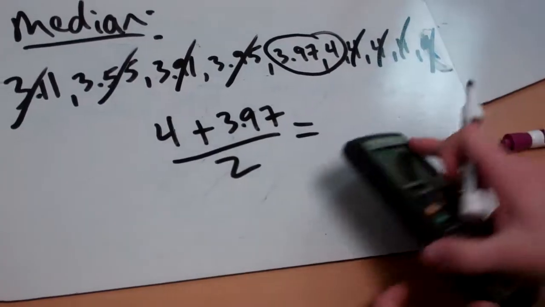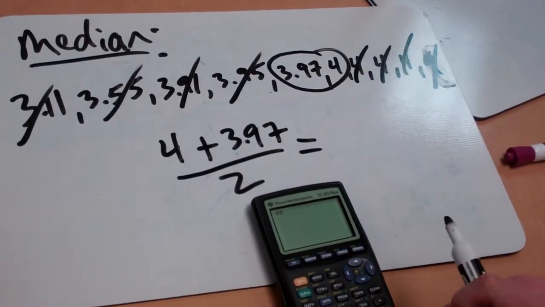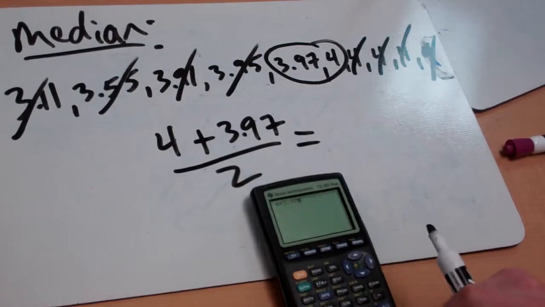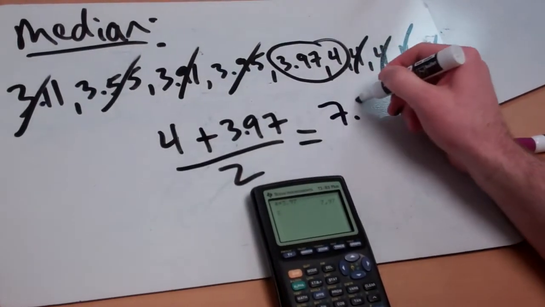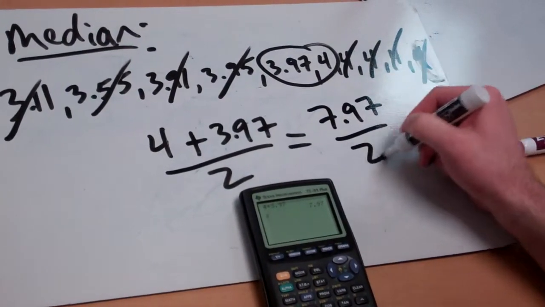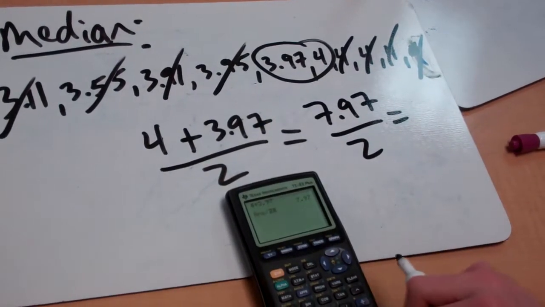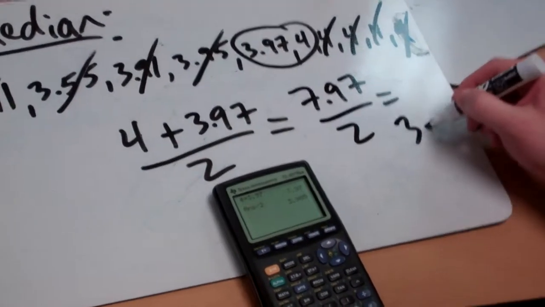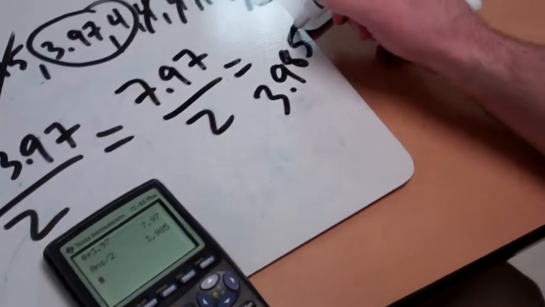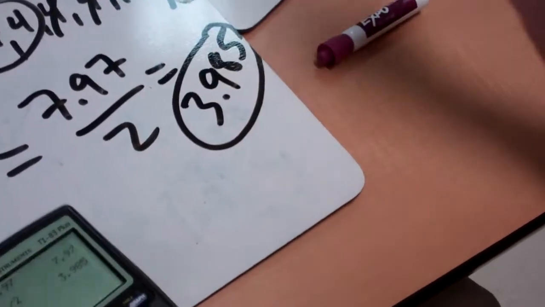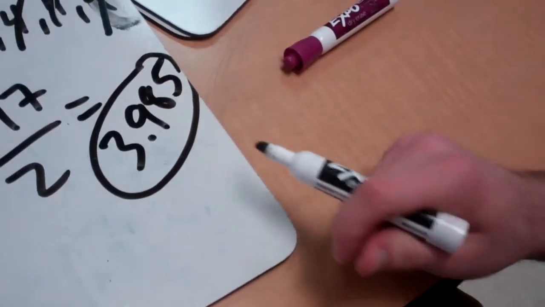And so let's take my classic calculator. 4 plus 3.97, 7.97. Divide it by 2. And let's do that in our calculator. 3.985 is my median grade point average. 3.985 is my median. And our last one is going to be the mode, which is the easy one.